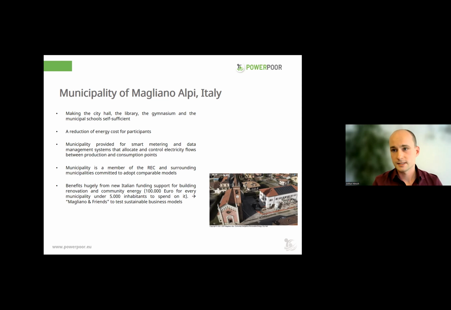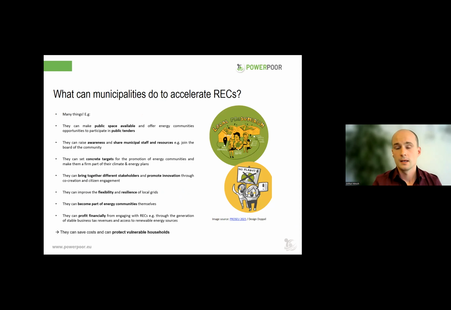So why am I explaining this example? Because it explains very clearly what municipalities can do, considering that energy communities could be one of the solutions listed in this roadmap and through this methodology that I just presented. Municipalities can take this tool of energy communities and actively support it. Now, how can they do it? Municipalities can accelerate renewable energy communities to mitigate energy poverty by many different things.